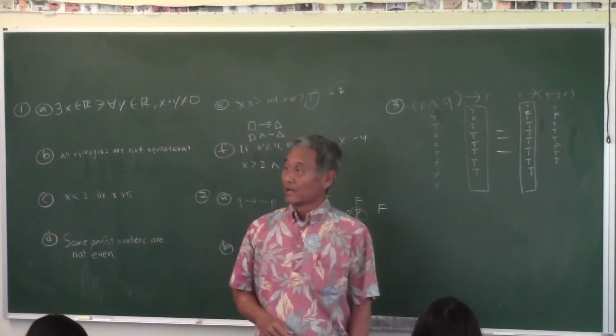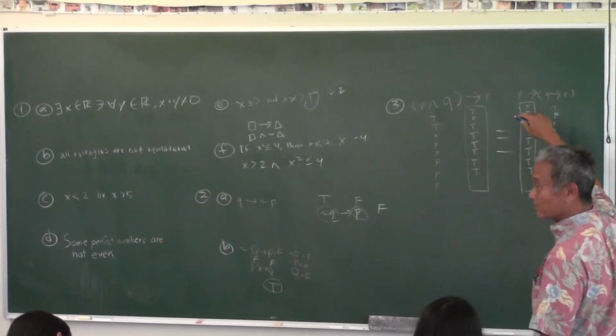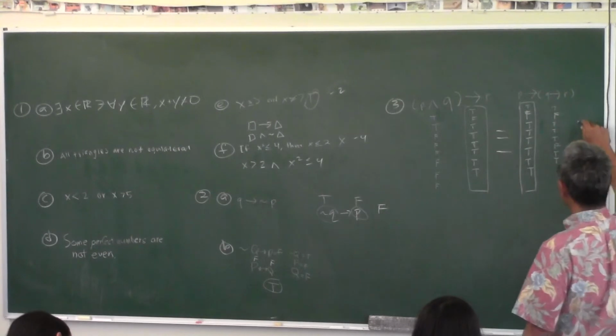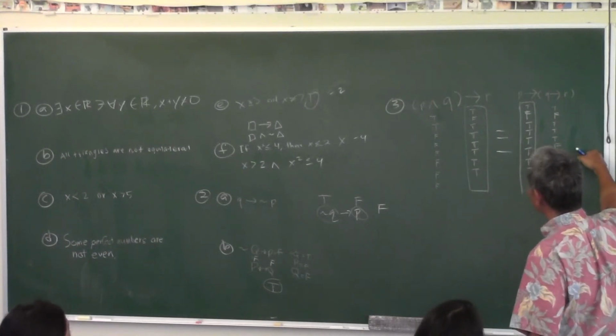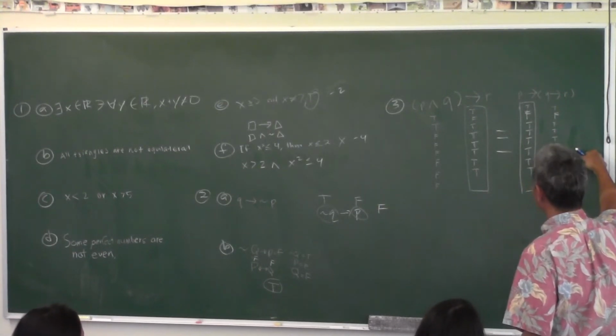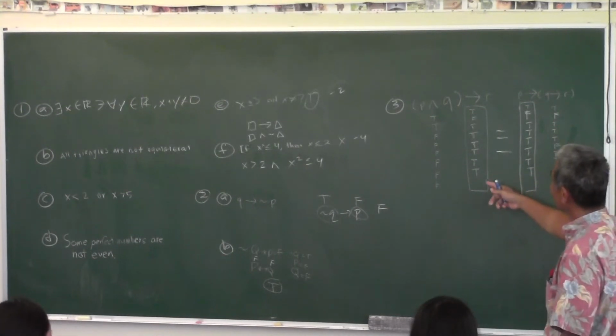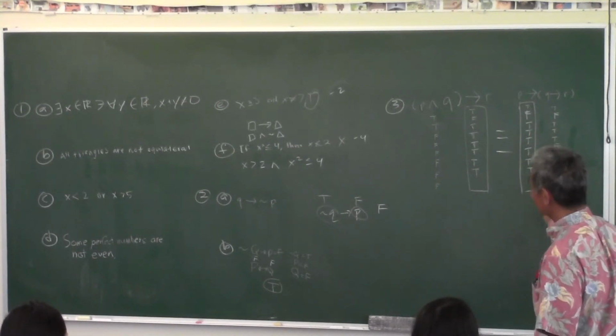Okay, number 3. Prove by constructing a truth table that P and Q implies R is logically equivalent to P implies Q implies R. So we made the truth table. Here are the training wheels. So P and Q would be true, true, false, false, false, false, false, false. Very good. Implies R. Okay, you just tell me, is this correct? Yes. And is that correct? Yes. Okay, so minus 0.